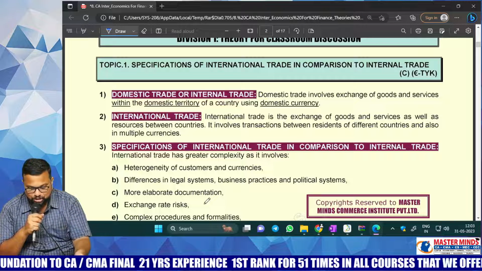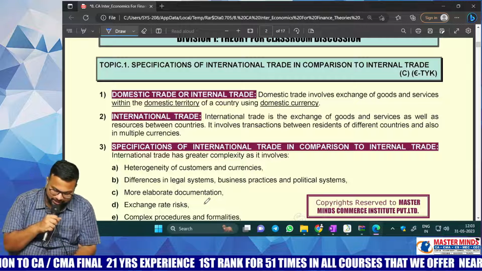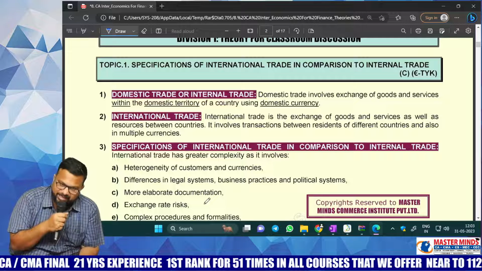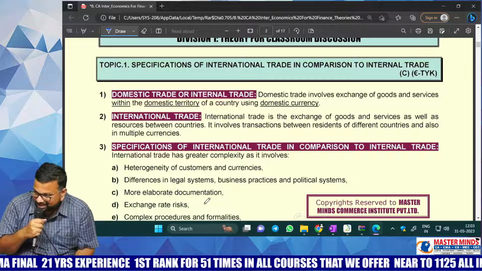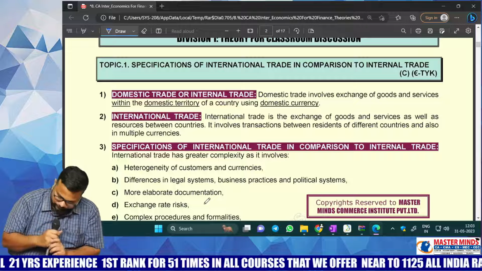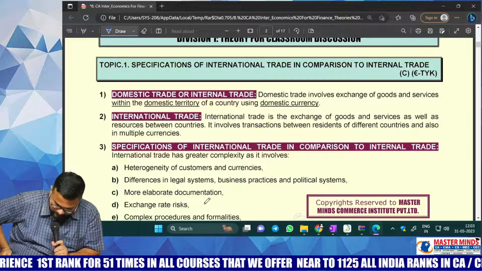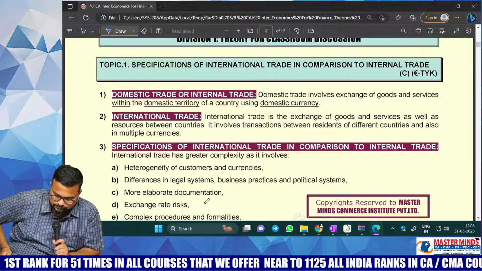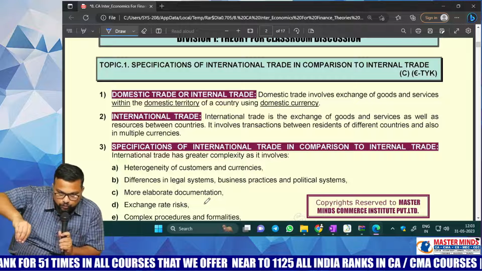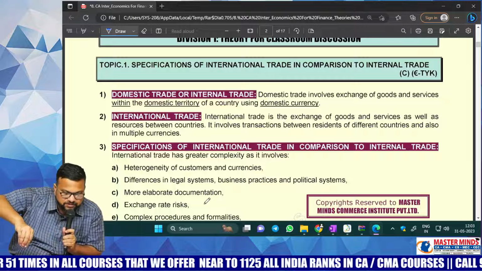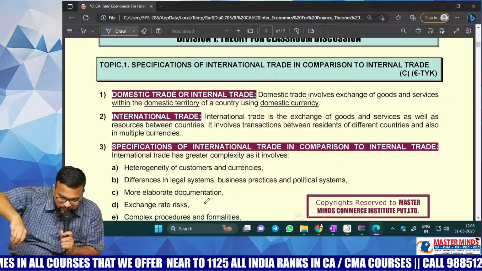So, specifications of international trade in comparison to internal trade. First, let us understand internal trade. First point is about internal trade. Read it, Nana. Domestic trade or internal trade. Domestic trade involves exchange of goods and services within the domestic territory of a country using domestic currency. Exchange of goods and services means buying and selling of goods and services within the country.